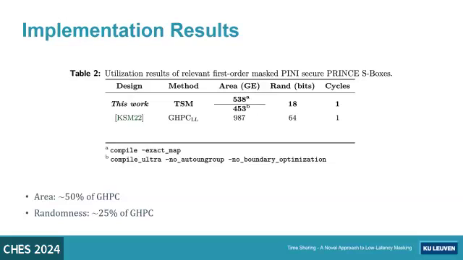So now we go back to the implementation results of the Prince S-box. You see here the table showing area numbers, the number of random bits required, and the number of clock cycles for the latency. For our work, you see 2 numbers, A and B. To simplify, you can understand this as the tools running without optimization and the tools running with optimization. And so you see, optimization helps. In both cases, we get a small circuit. The area is roughly half of the area of GHPC, and the randomness is roughly a quarter of that of GHPC. And latency is, of course, as desired, 1 clock cycle.